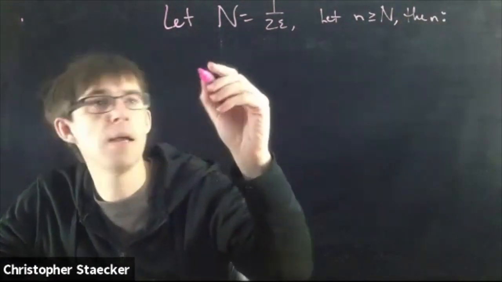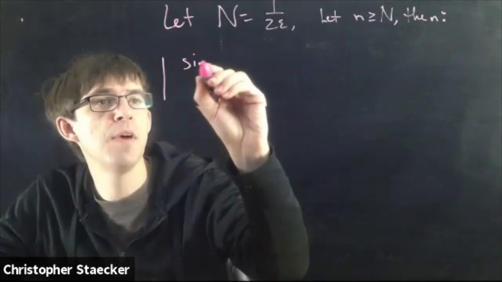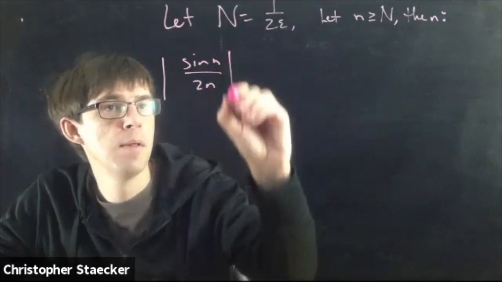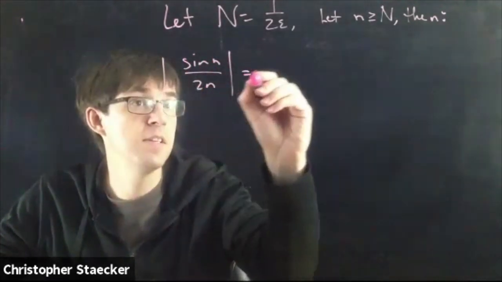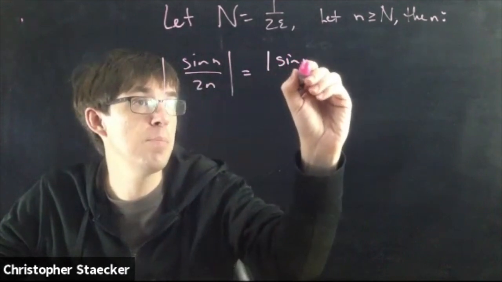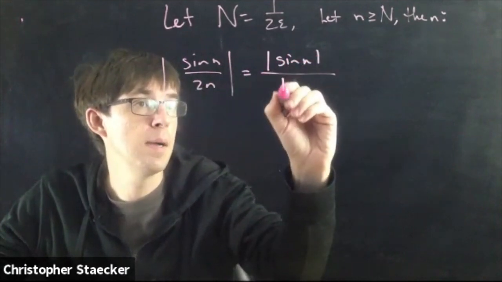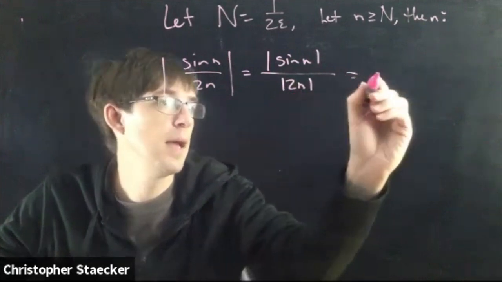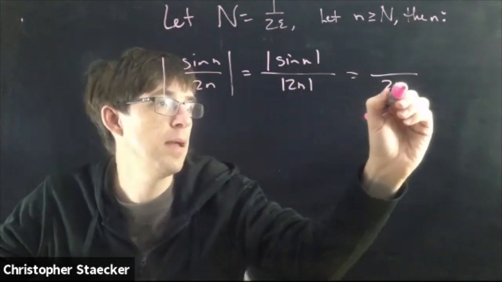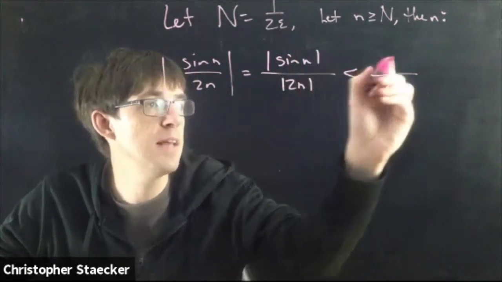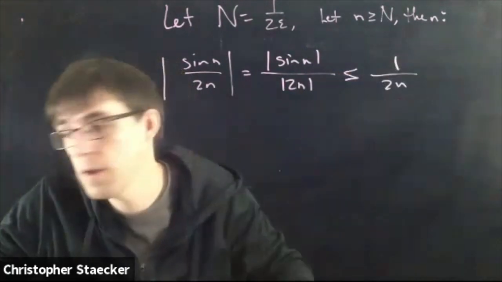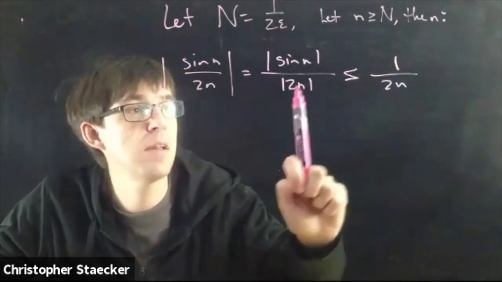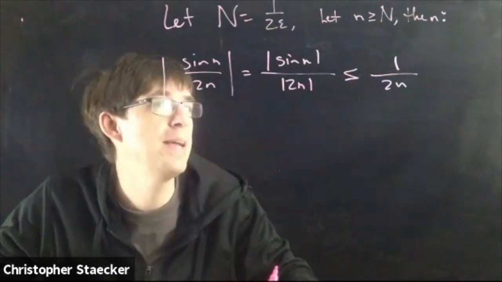We have sine, so I begin with absolute value sine n over 2n. And then I say this equals absolute value sine n on top over absolute value 2n, but absolute value 2n is the same as 2n. And on top, absolute value sine n is less than or equal to 1. All right. This is the trick. This is where it all pays off.